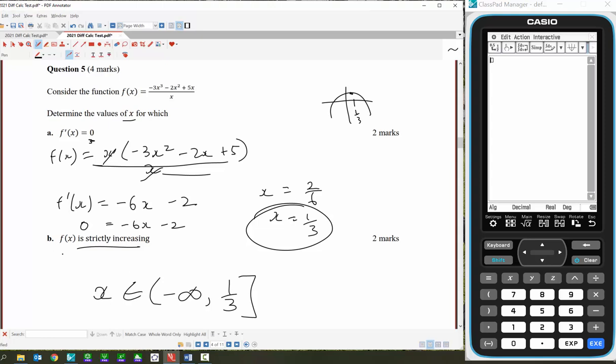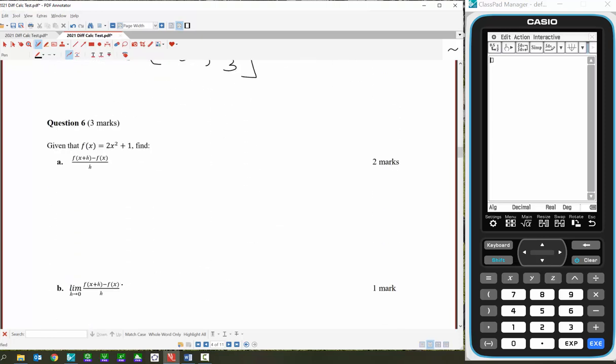Now remember, if this question is when is f dash x greater than 0, we don't include that, because this basically is the question, when is your gradient positive? Okay, and it can't have a positive gradient at a 0 gradient point. So don't forget that strictly increasing is different from when is the gradient positive.